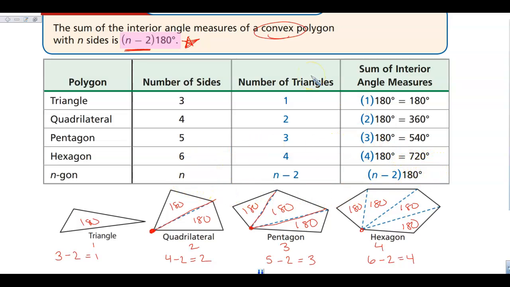It's just the fewest number of triangles that you can divide your shape into. Okay, that's what we're looking at. So that is where our formula comes from. You need to know this formula.